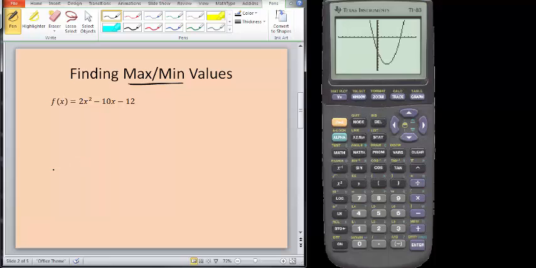So I'm going to write down those steps. We did y equals, and we put in the equation. And then we adjusted the window if we need to. This isn't an always. Sometimes you don't have to. The next thing we're going to do is press second and then the trace button.